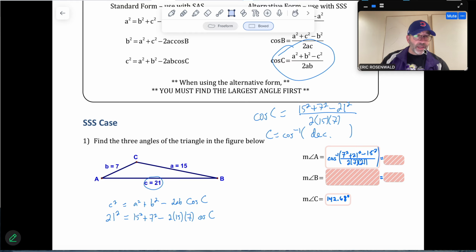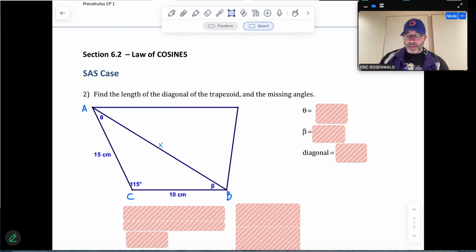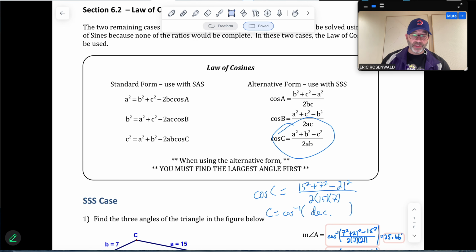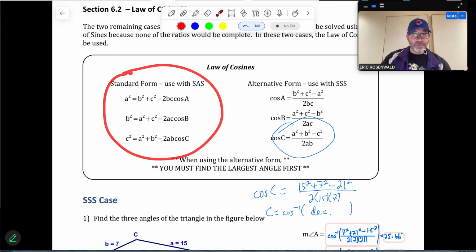So measure of angle A, just using the formula from up above here, throw in the values, you're going to get that we have 25.66. Doing the same thing for angle B, just throw the values into the formula and you end up getting 11.66. Okay? All right, let's move on to another situation. Again, this is side angle side, which means I don't have the ability to use the alternative form just yet. I have to use the side angle side form, which is this.